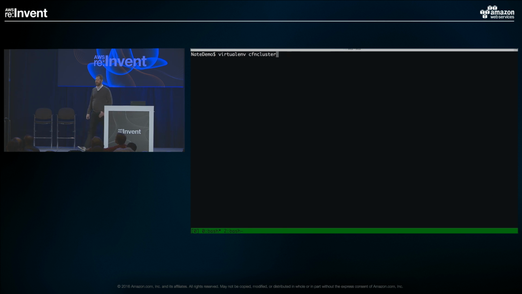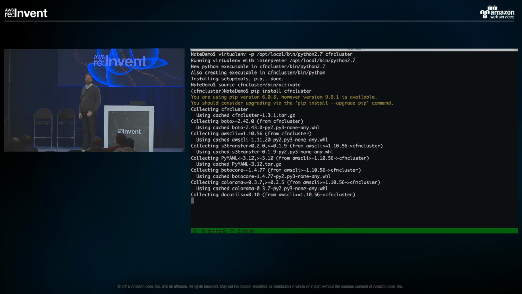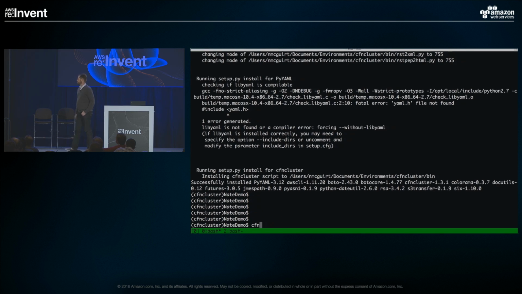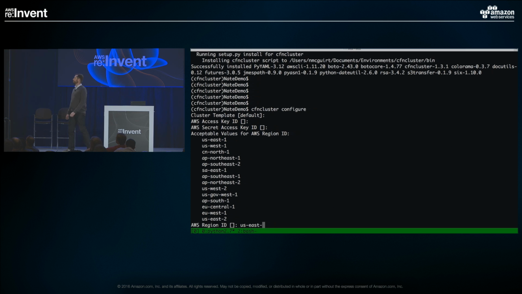We're going to start with a clean Python environment and install it from scratch, and I'm going to pick the right version of Python. Again. You can install it through pip. You can install it through easy install. For folks that work with Python, those are pretty standard tools to install Python packages. It's also available on GitHub, our AWS Labs GitHub. It's going to install some packages and some dependencies, and we're going to run a quick built-in configure.